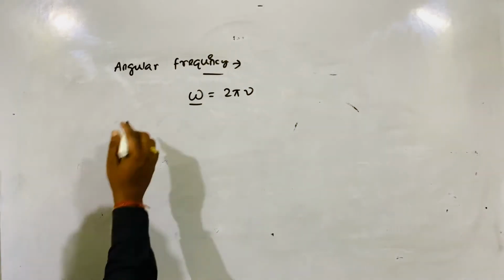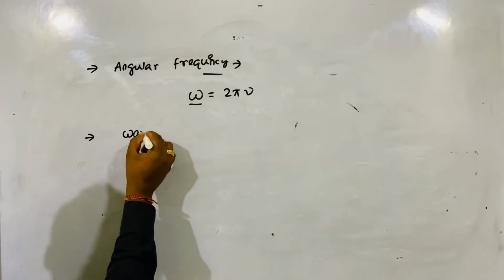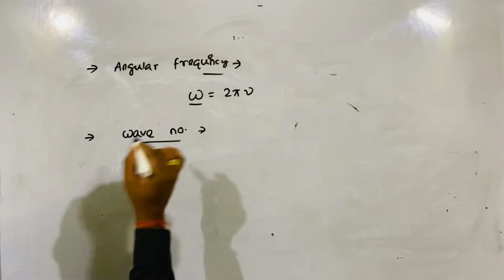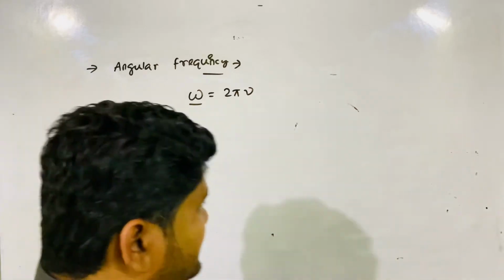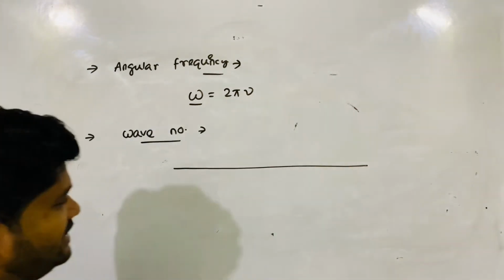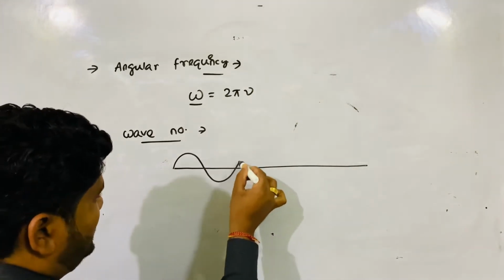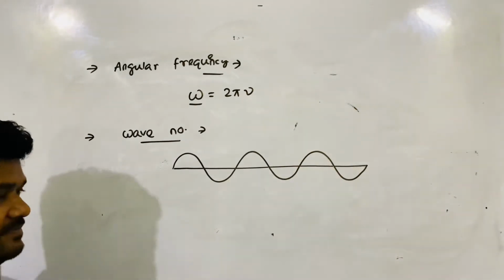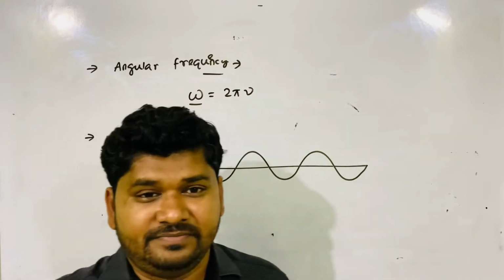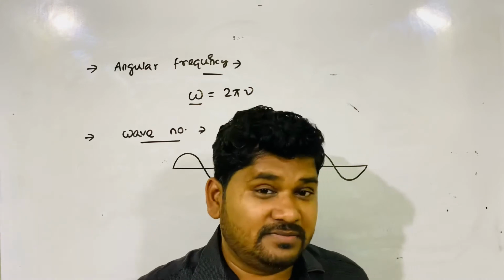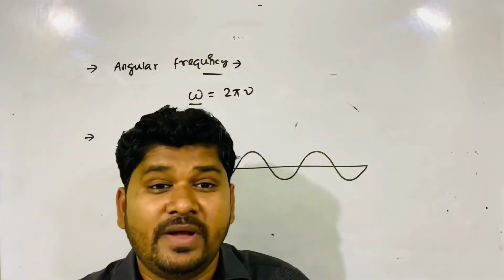Next quantity is wave number. What is wave number? Take unit distance. Within this much distance, see how many waves are there: 1, 2, 3. How many waves there are per unit distance is called wave number. The number of waves per unit distance is called wave number.